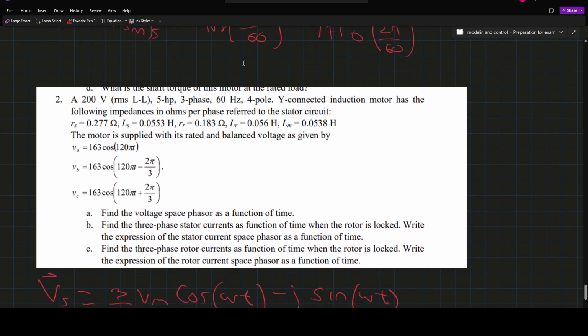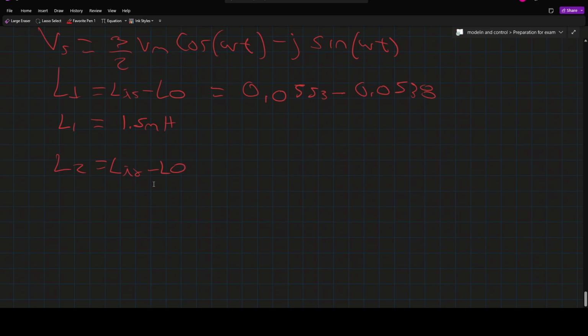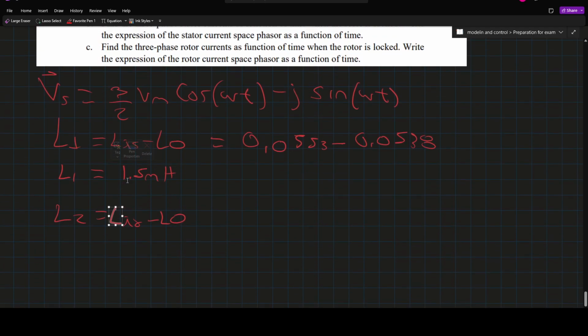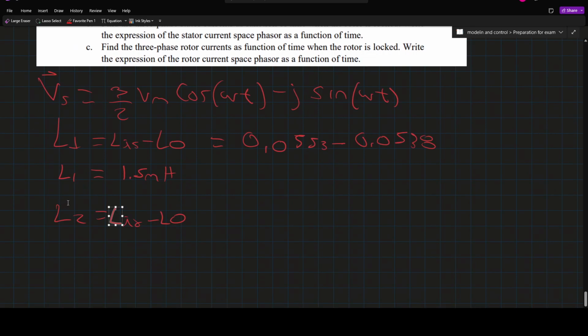Now we decide this because L naught should be our magnetizing inductance, so this one should be bigger than L1 and L2. That should be our leakage. That's how I understand it. If somebody sees the video and knows the actual reason, please let me know. So for L2, we are going to have 2.2 millihenries. Okay.